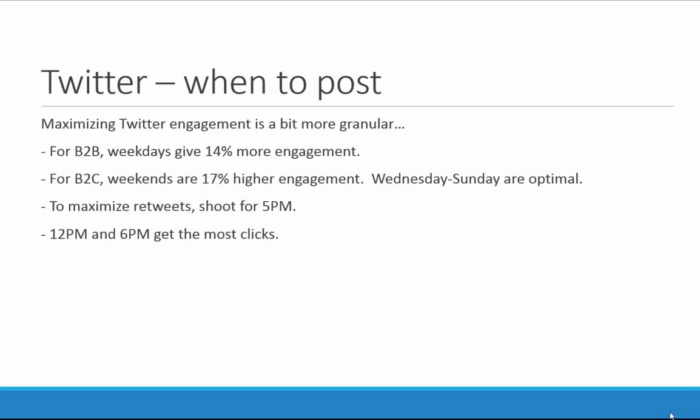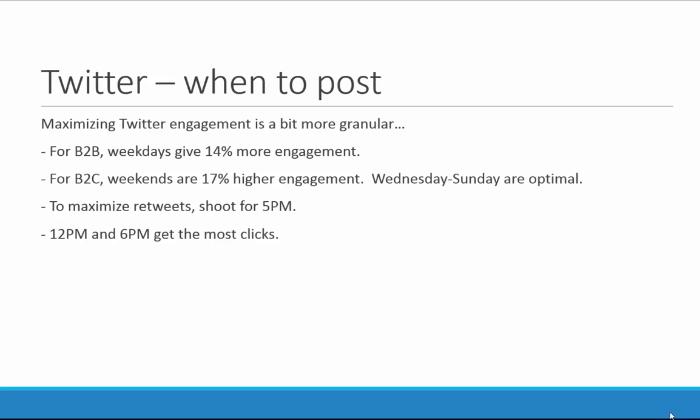So of course, as you post, same thing with Facebook, you want to maximize your engagement. So when should you post? So if it's a business-to-business Twitter, then you need to post during the weekdays, of course, because it gives you more engagement than the weekends. Makes sense because you're more business-minded during the business week as opposed to the weekend. Conversely, for B2C, you're going to have 70% higher engagement on the weekends. And that actually includes Wednesday through Sunday, right? So as the week goes on, people are more likely to engage in consumer-focused or consumer-related tweets.